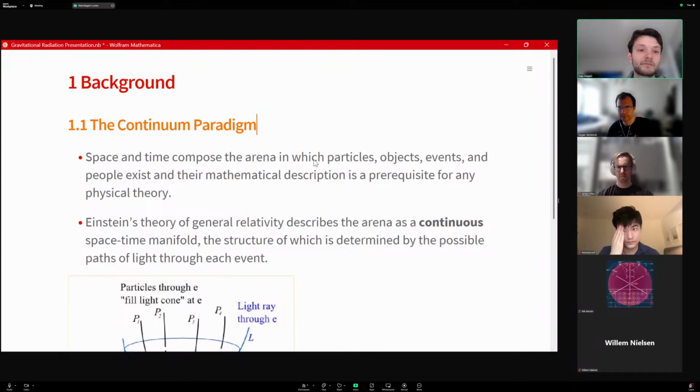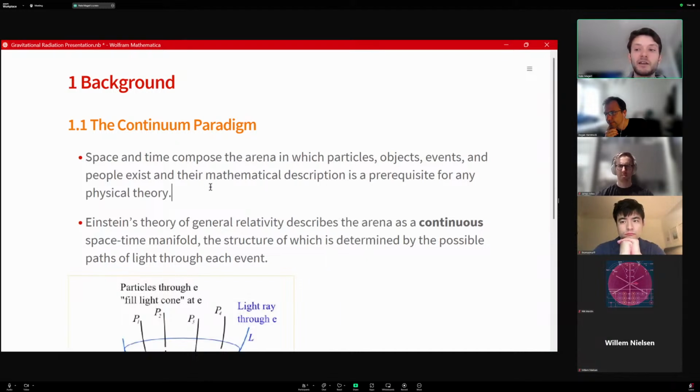And ultimately, the importance of this is that space and time compose the arena in which all particles, objects, events, and people, the observers of those events, exist. And so their mathematical description is a prerequisite for any physical theory.